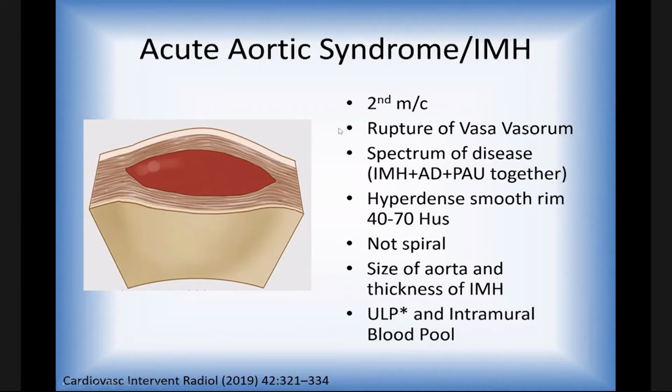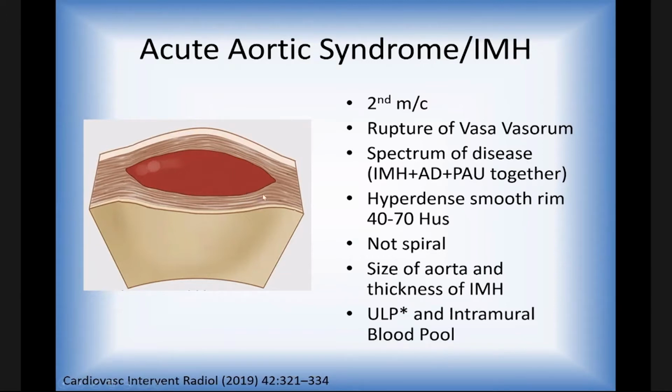Vasa vasorum, the vessels that supply the aortic wall. Nowadays the concept has changed. They consider all three, the acute aortic syndrome, as a spectrum of the disease. Sometimes we can see intramural hematoma, aortic dissection, and penetrating aortic ulcer, all three in one patient.